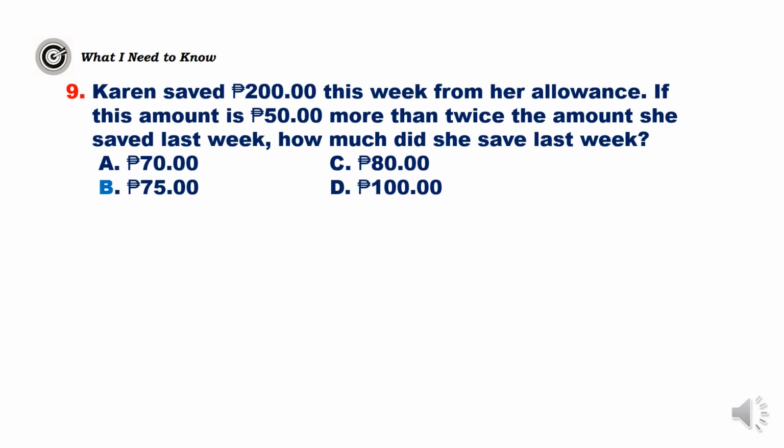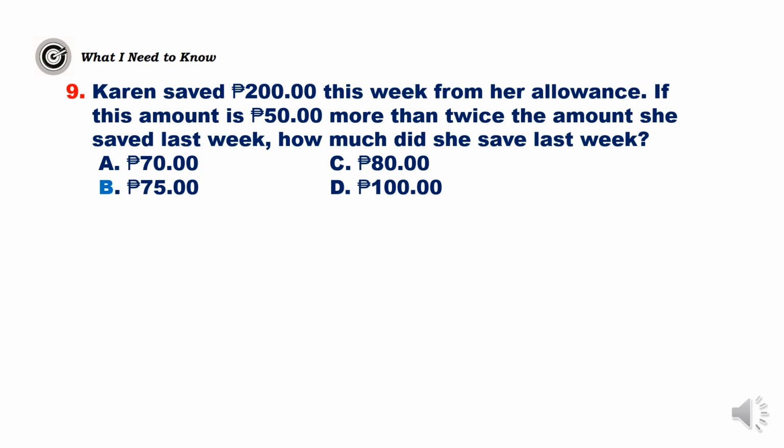Number 9. Karen saved 200 pesos this week from her allowance. If this amount is 50 pesos more than twice the amount she saved last week, how much did she save last week? A. 70 pesos, B. 75 pesos, C. 80 pesos, D. 100 pesos.